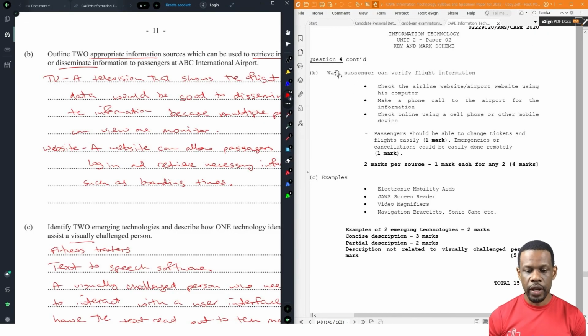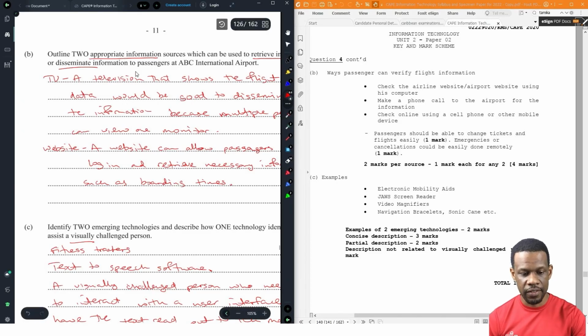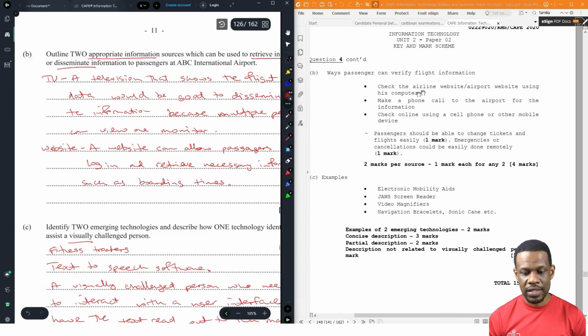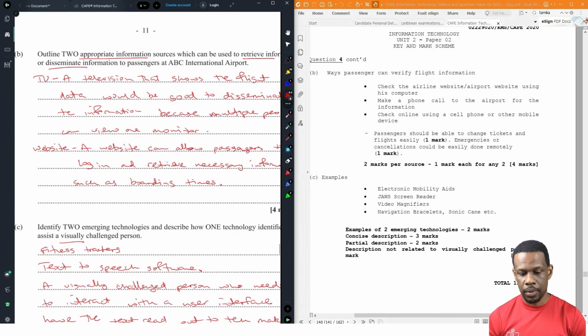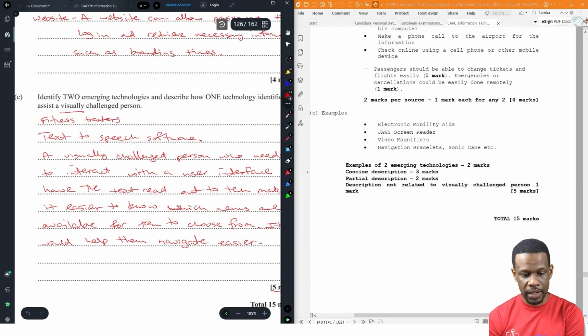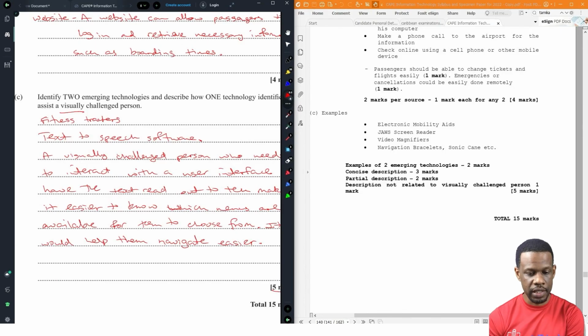Look at the answer sheet that they have here. They have ways passengers can verify flight information, but the question was not about verifying flight information. The question was outline 2 information sources that could be used to retrieve or disseminate information to passengers. If they were looking for you to answer based on verifying information, then obviously you tell them go to our website and call somebody. But the question just says to retrieve or disseminate information to passengers. I object again. Anyhow, they will sort that out when they're marking, because they can't ask one thing here and then give a different answer there.